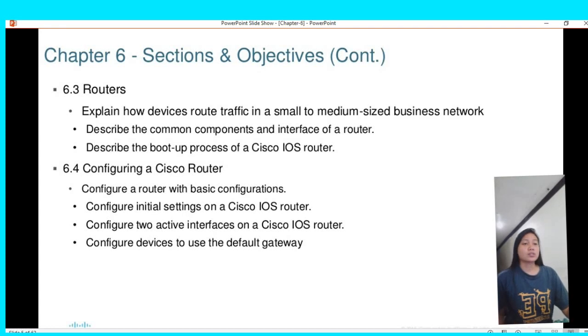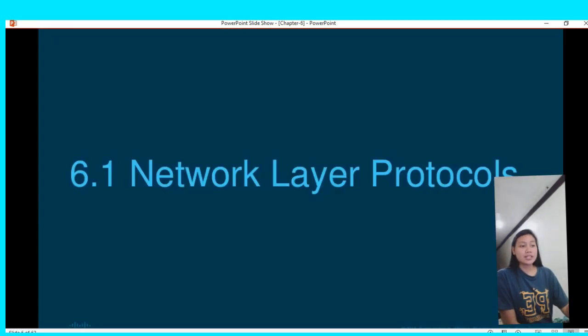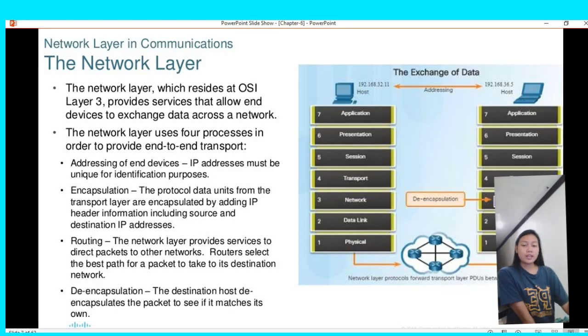6.3. Routers. Explain how devices route traffic in a small to medium-sized business network. Describe the common components and interface of a router. The 6.4, configuring a Cisco router. Configure a router with basic configurations. Configure initial settings on a Cisco iOS router. Configure two active interfaces on a Cisco iOS router. Configure devices to use the default gateway.